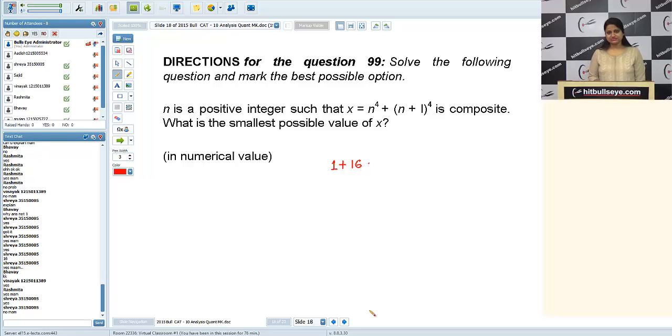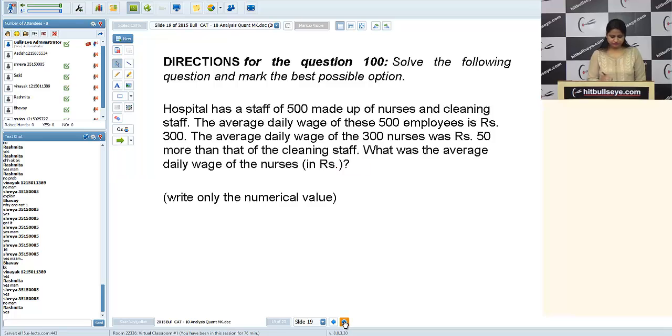The main problem in this question was options were not given. If the options are given, then this is a very easy question. Clear? Okay, let's move then. Question number 100. Any problem? That was a simple question on algebra, or sorry, average. Any problem in this question, guys?